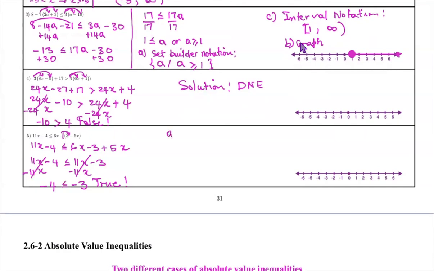So in set builder notation, you can write all real number solution as set of x such that x is a real number. And then on the number line, it would be the entire number line, because all real numbers or solution will be the entire number line.